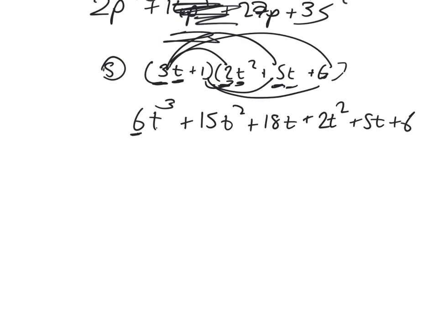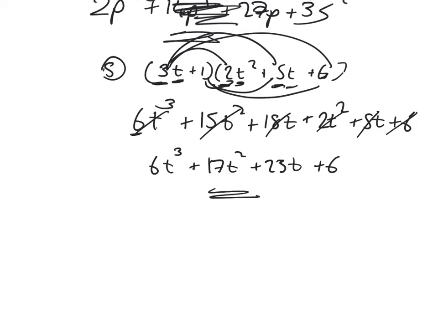Okay, so I've got 6t cubed, 15t squared plus 2t squared is 17t squared. I've got 18t and 5t is 23t, and then I've got plus 6 at the end.